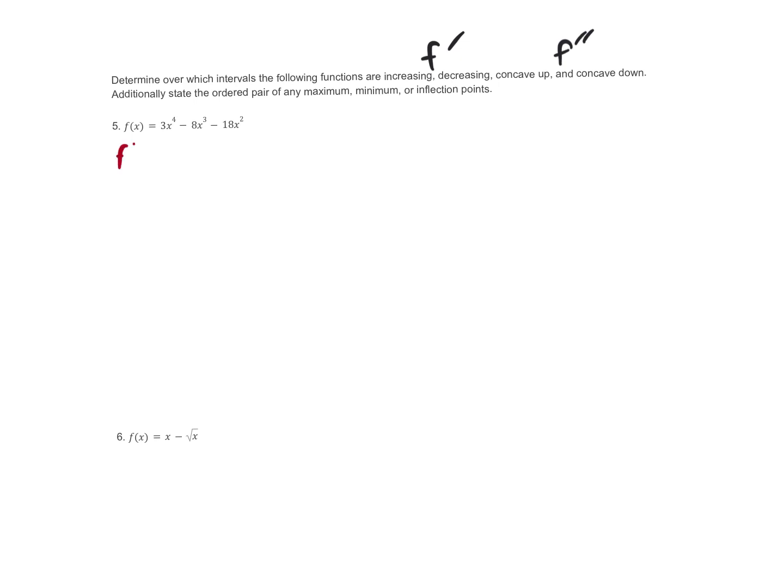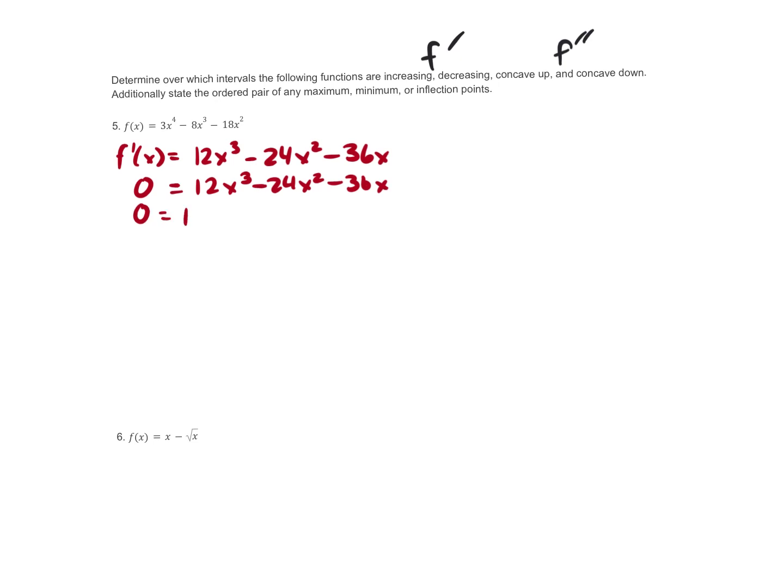I'll go ahead and first find the first derivative. So the first derivative is 12x cubed minus 24x squared minus 36x. So obviously I want to see if there are any critical values where this is 0 or undefined. It's not undefined anywhere, but if I set it equal to 0, we could certainly work that out. The easiest thing I see to factor this is I can pull out a 12x. Pull out a 12x, get x squared minus 2x minus 3.